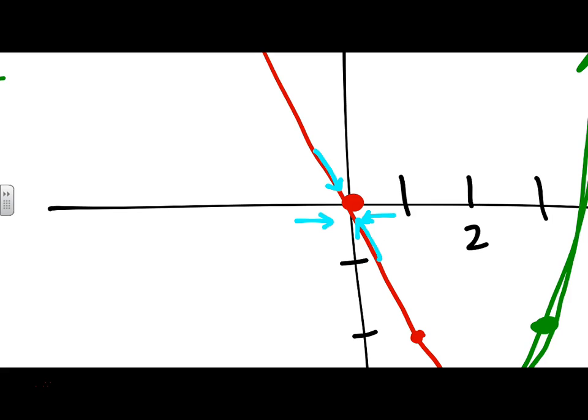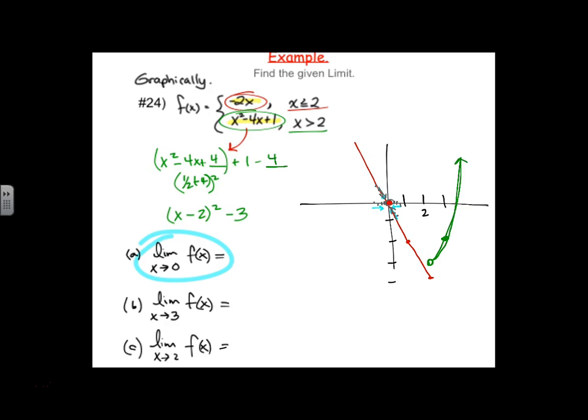Remember, we're looking at the y values. So as I think about each of these individual little points, as I think about this point, and this point, and this point, and this point, remember, we're taking x's this point, this point, this point. I'm trying to ask, where is my function going? What height is it approaching, whether or not it's there? 0.